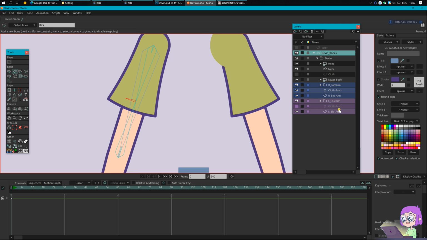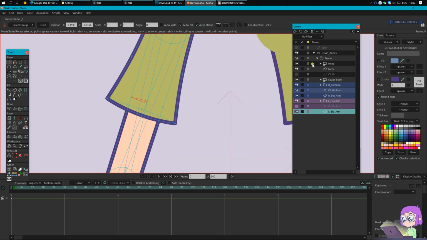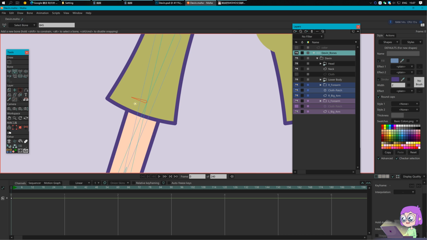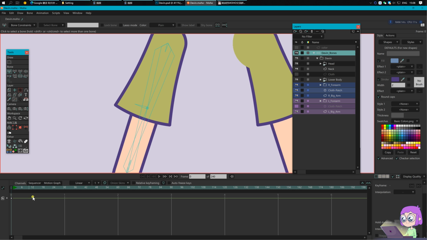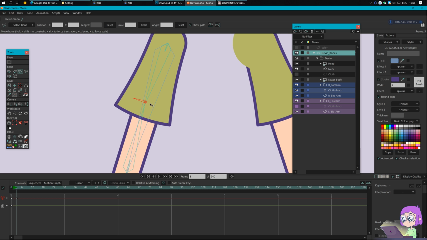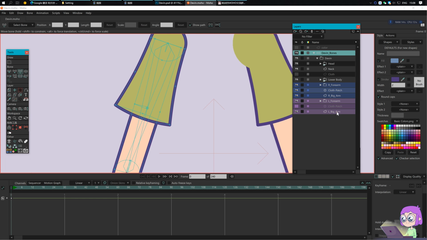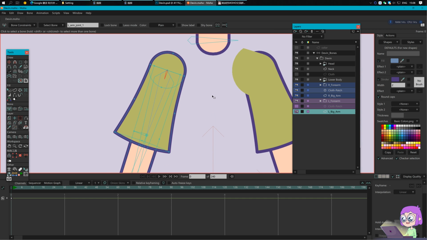Next, create a bone in the middle of the arm. Make the target of these two medium length bones this bone. Then find the points of the arm.